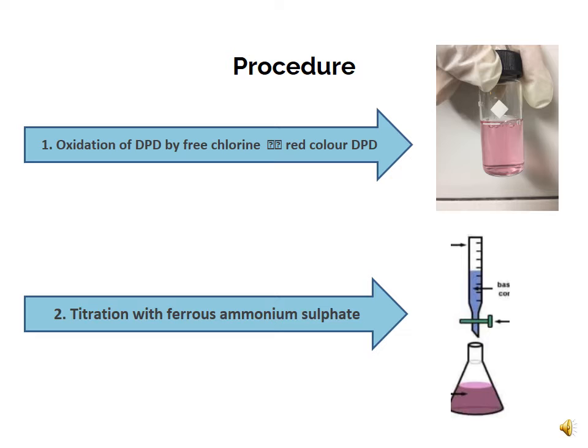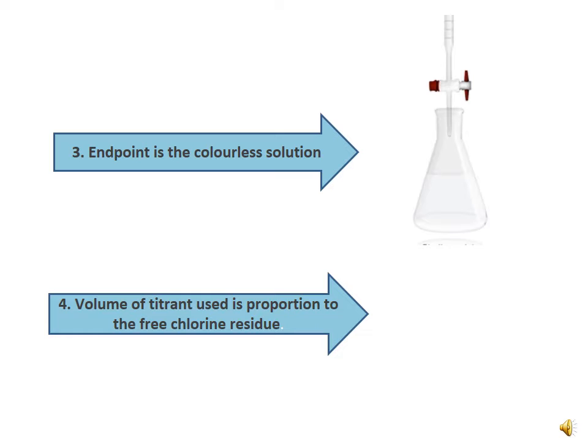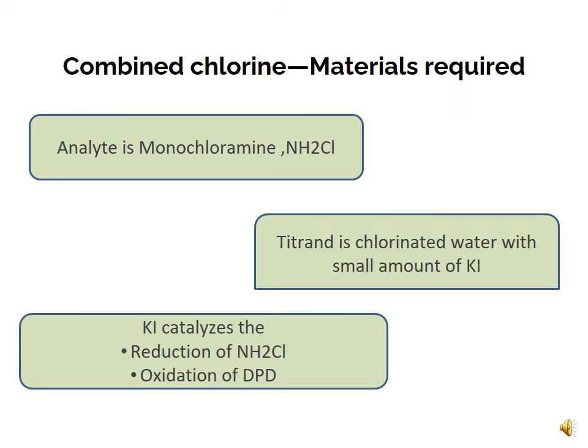In the second step, the red color solution of water sample is titrated with the ferrous ammonium sulfate solution, and in the third step, the red color solution of water sample turns to colorless solution, which is the end point. And the volume of titrant, which is the ferrous ammonium sulfate solution, is used to determine the amount of free chlorine in the water. Next is the determination of combined chlorine concentration.